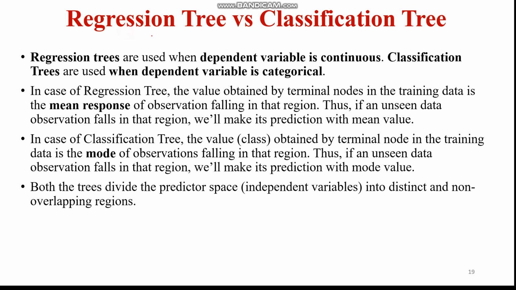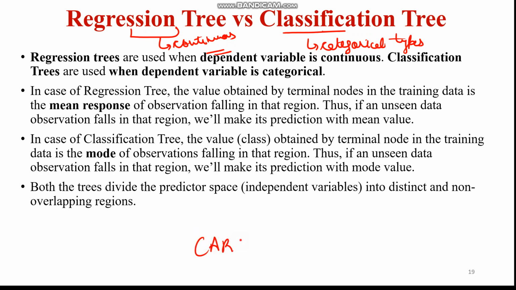When we talk of regression tree, this is also known as the continuous variable algorithm. When we talk of classification, this is the categorical attribute type tree. When the target variable is continuous, we perform regression, and when the target variable is of categorical or discrete type, we perform classification. That's why decision trees are known as CART, that is, classification and regression trees.